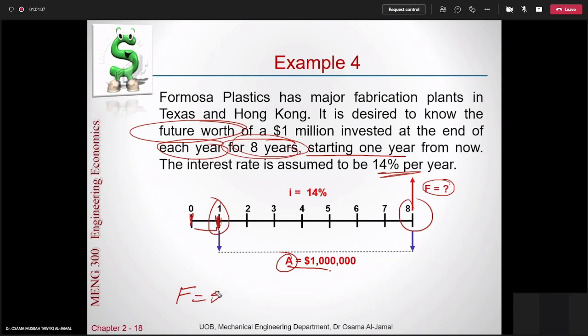1 million. Cost over F given A. Why not A given F? Because we have the annuity. What we want to find is F given A. F given A, 0.14.